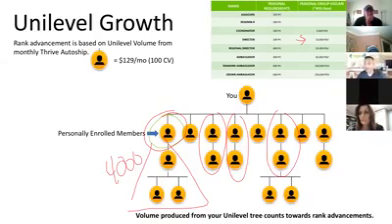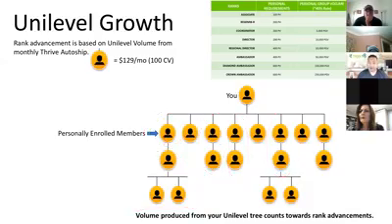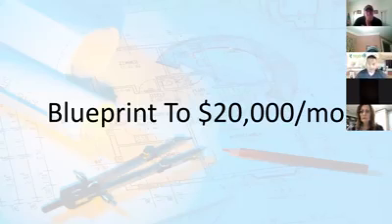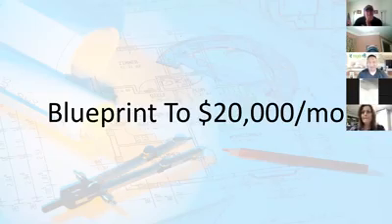I don't see any questions happening in the chat, so I'm going to assume everybody is clear and understands the unilevel and the rank advancement. So I just wanted to get through the foundation of that as I move forward here in this presentation. So the next is the blueprint to $20,000 a month. This is what I'm excited about.